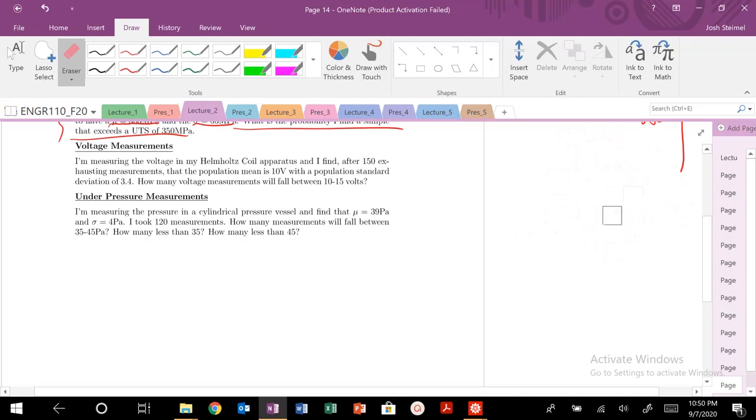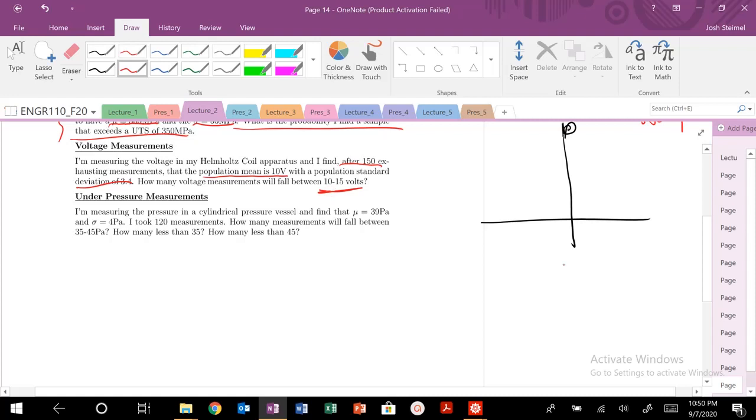So let's draw. Actually, let's draw this guy in black. I like it. Here we go. Probability. All right. So I'm measuring voltage in my Helmholtz coil apparatus, after 150 exhausting experiments, measurements. The population mean is 10 volts, and the population standard deviation is 3.4. How many voltage measurements will fall between 10 and 15 volts?